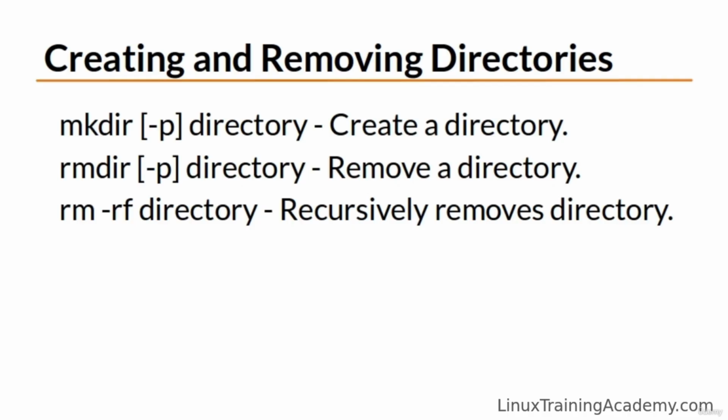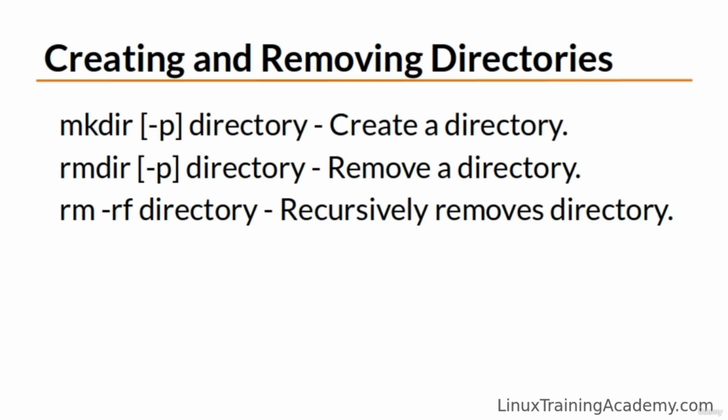For example, we could use mkdir space -p space dir1/dir2/dir3. That would create 3 directories with one command. dir1, that's one directory. dir1/dir2, that is your second depth, your second directory. dir1/dir2/dir3, your third directory. When you want to remove a directory, use the rmdir command.